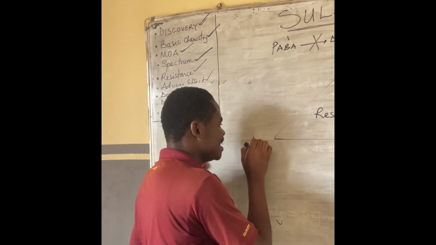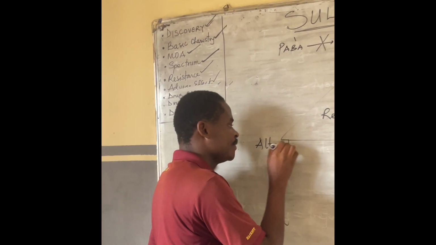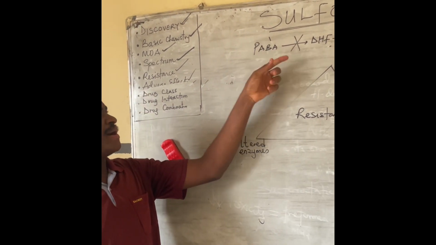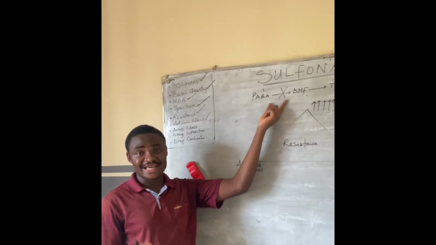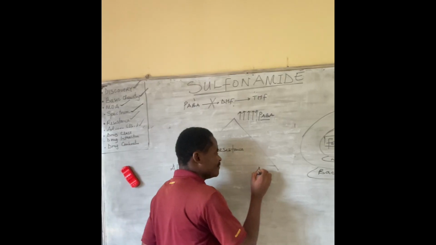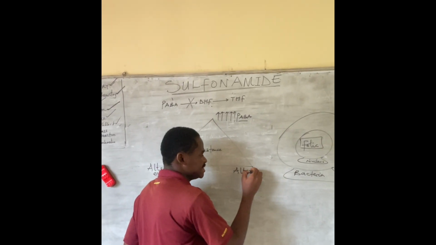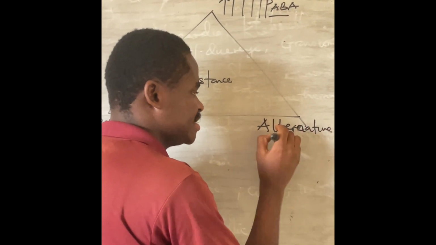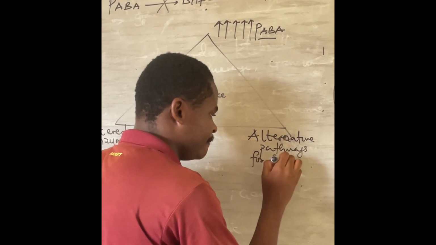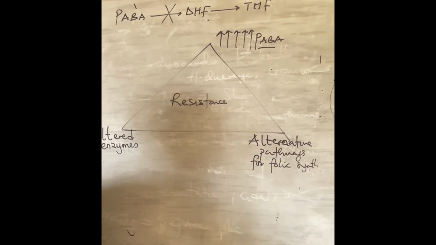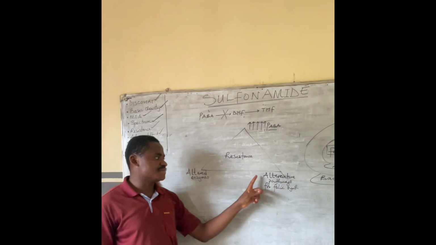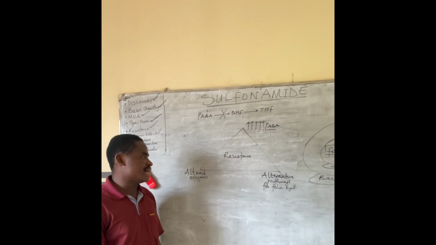What else have they done? They have also altered their enzymes. They have also started using other enzymes. They have altered their enzymes such that sulfonamide cannot bind to that enzyme here. Which enzyme was that again? Dihydropteroate synthase. Alright? And then also, some of them have learned to use alternative pathways for folic acid synthesis. So because of this, it is necessary that you know the resistance mechanisms: increase in PABA, altered enzymes, and alternative pathways for folic acid synthesis.